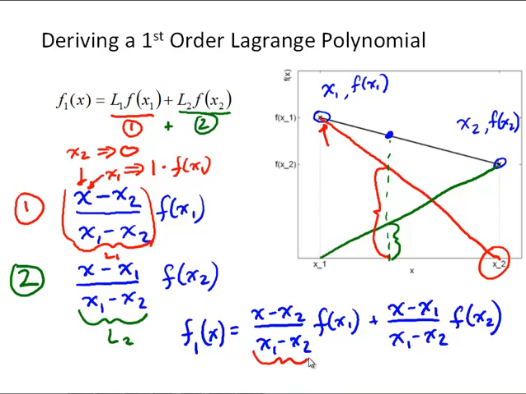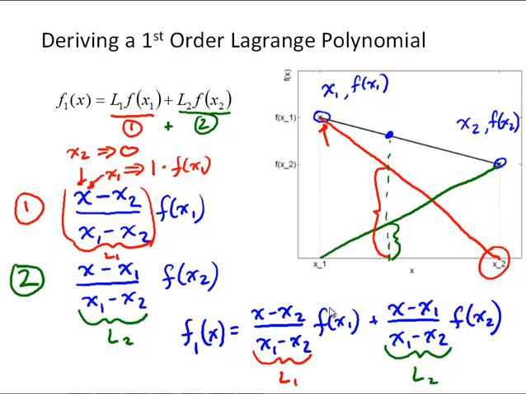Again, this is L1, and this term is L2. So we see L2 is a linear function of x, L1 is a linear function of x. And we'll just have a combination of two linear functions. And this might seem like an overly complicated way to calculate the equation of a line here. And, well, it is, but it's important to understand how to derive the first order Lagrange polynomial in order to understand how to derive higher order Lagrange polynomials.